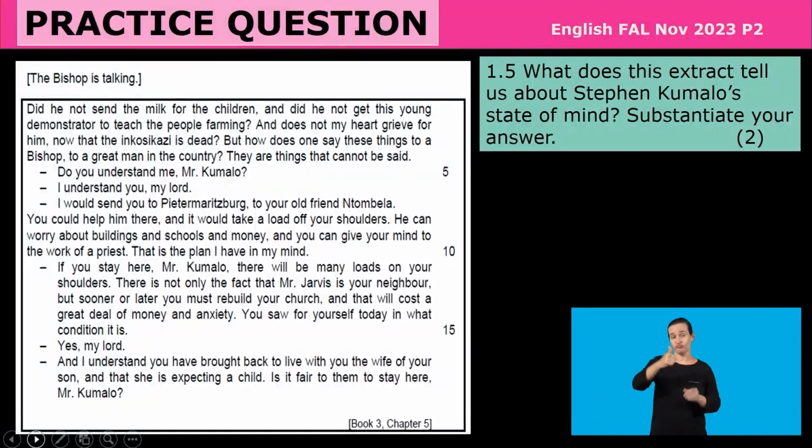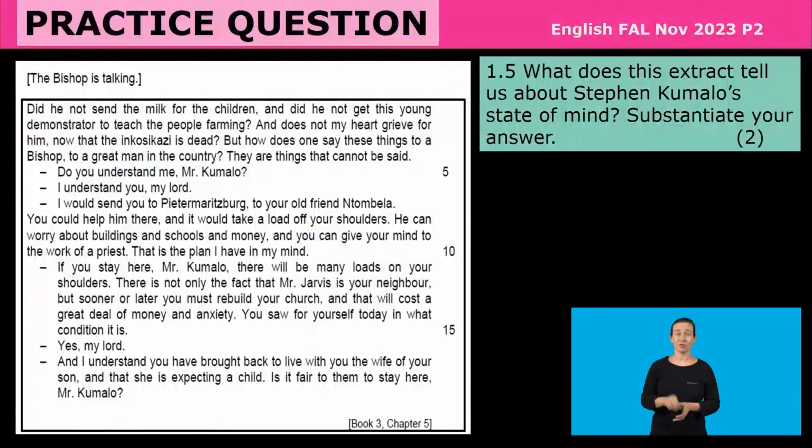Right. Our next question says, what does this extract tell us about Stephen Khumalo's state of mind? And it says, substantiate your answer. Now remember, I want you to understand when we talk about people's state of mind, and you're going to say, but how am I supposed to know that? I'm just reading the novel. What you need to pick up on is the persuasive language, all right? What in this text identifies what his mind is loaded with? What is he thinking about, all right?